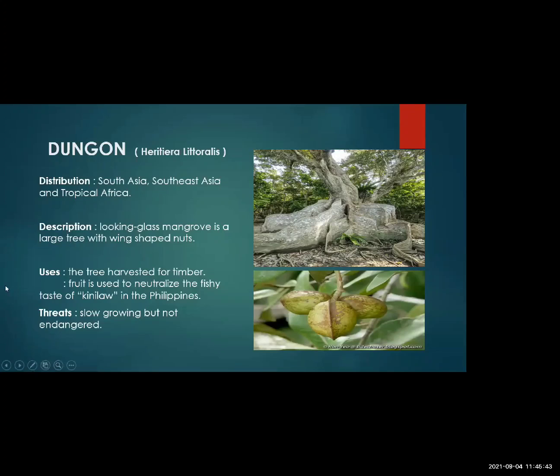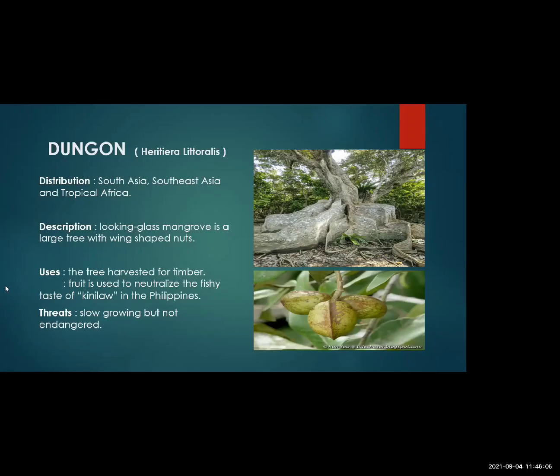Heritiera litoralis, the looking glass mangrove, is a large tree with wing-shaped nuts, which is most easily recognized by the silvery scales on the underside of its leaves, which therefore appear green from top and white from below.